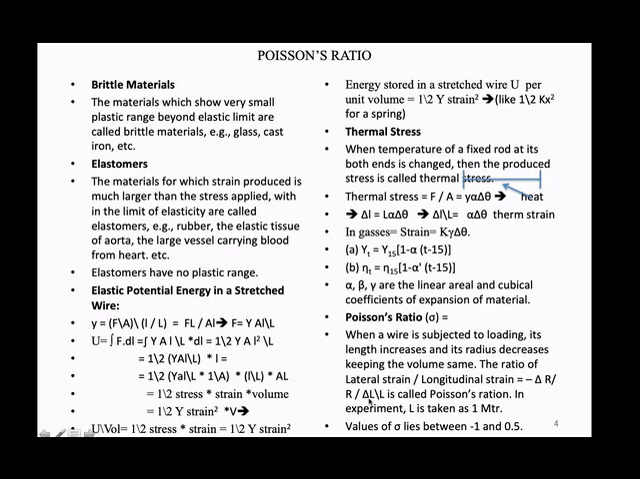Longitudinal strain is positive when I'm pulling: delta L is positive, so delta L by L is positive, but the radius decreases and is negative. If I apply compressive stress, delta R is positive, so delta R by R is positive, but delta L will be negative. So finally it is a negative value. Normally this lies between -1 and 0.5. This is the value of Poisson's ratio, which we represent by sigma.